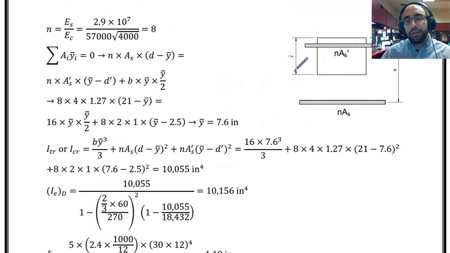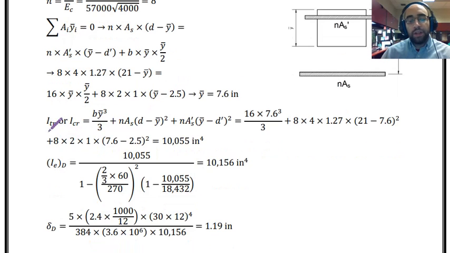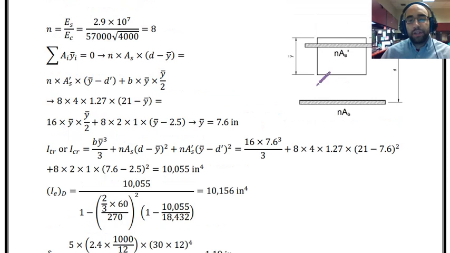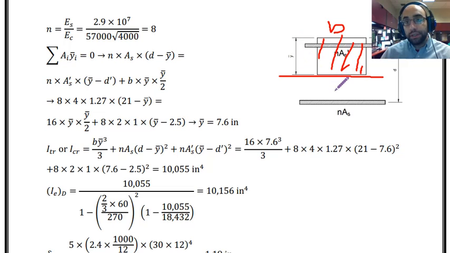Now that I know the depth of neutral axis or Y bar in the transform section, I can find the moment of inertia of this transform section. ITR or ICR, you can use both of them. We are basically referring to the same thing. At first, I have this concrete block, and I want to calculate the moment of inertia about this bottom line. So that is B Y bar cubed over 3. It is over 3 because I'm calculating it about the bottom line of the section.